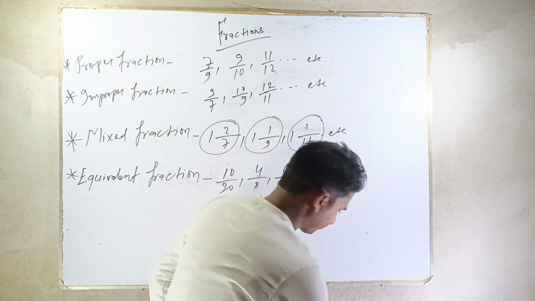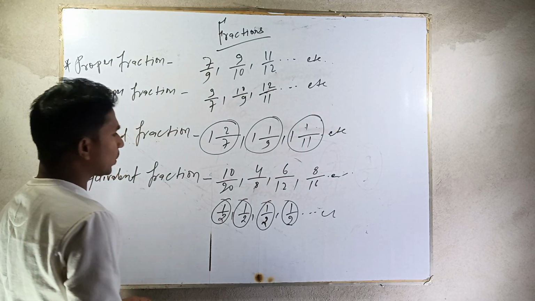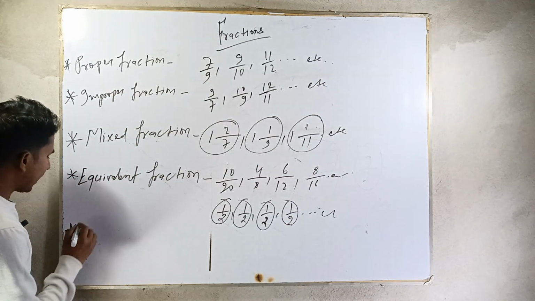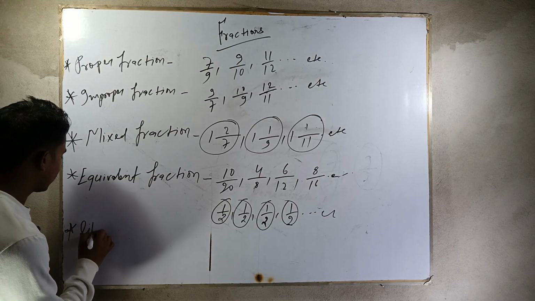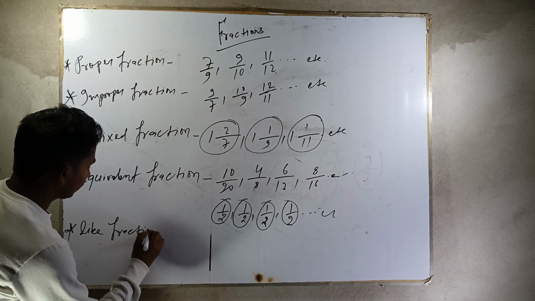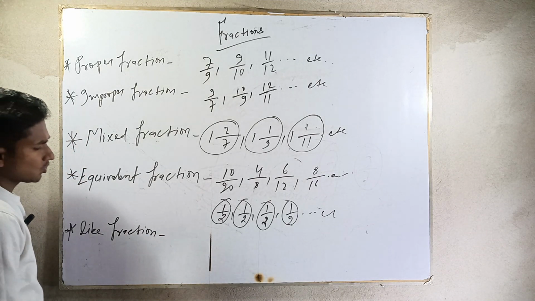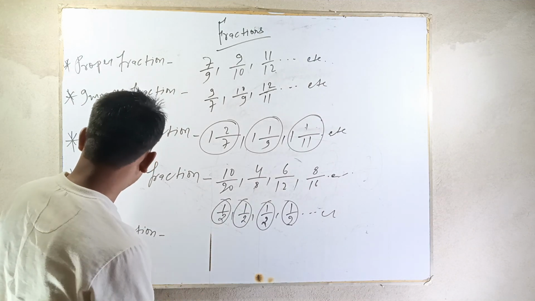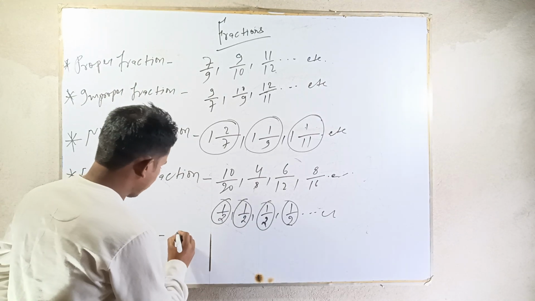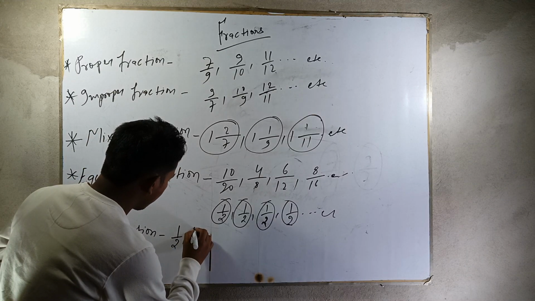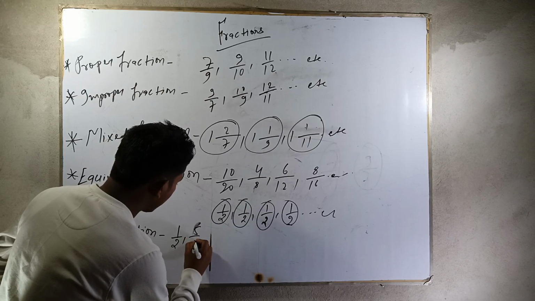I have studied equivalent fractions, and another type is like fractions. Like fractions means fractions which have the same denominator. Suppose 1 by 2 and 5 by 2.